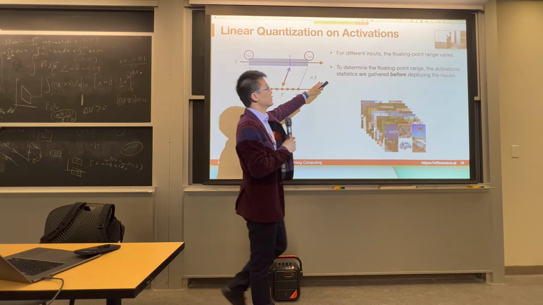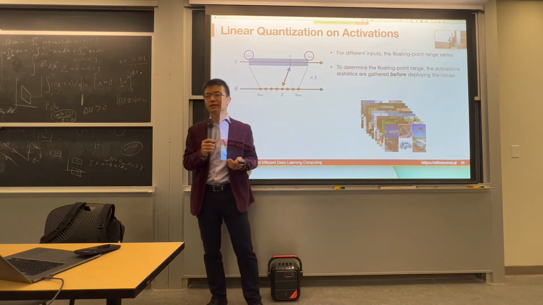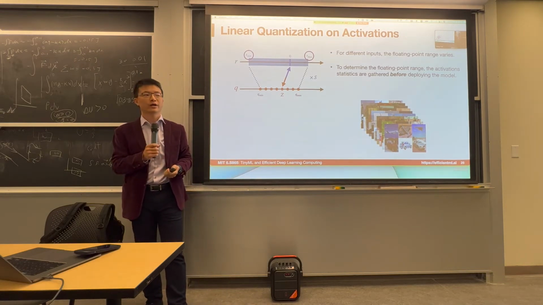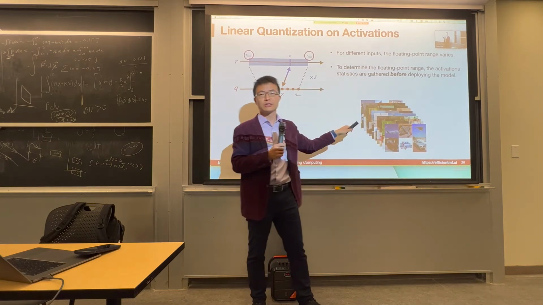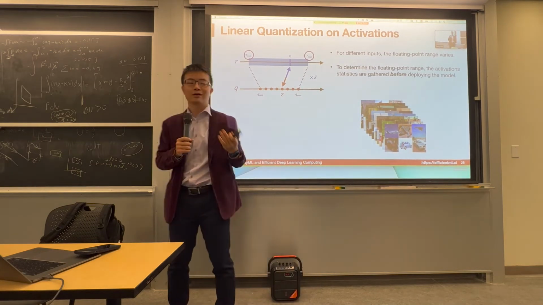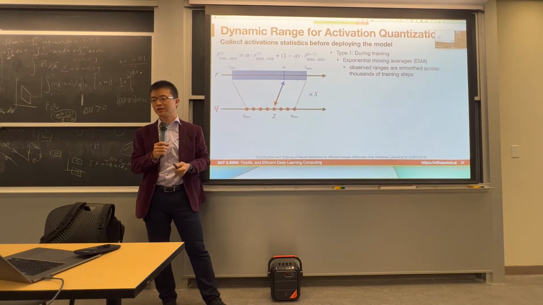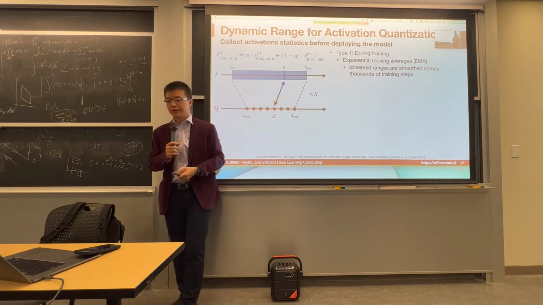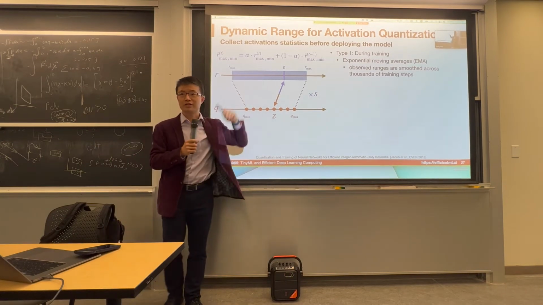To determine the floating point range, we have to collect those statistics before deploying the model. We want to first gather like 100 or 500 images and collect the statistics. What is the mean? What is the max? What is the average, etc. So how do we determine the mean and the max, R mean and R max value?